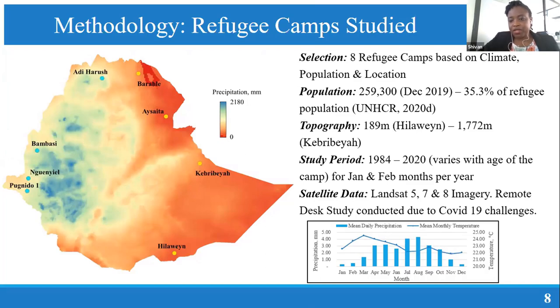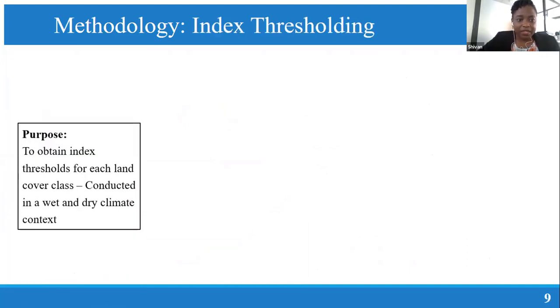And we hope that would be the least interference from precipitation events. The satellite data that was used is Landsat 5, 7, and 8 imagery. And a remote desk study was conducted, so there were no field studies or investigations done due to the limitations presented by the COVID-19 pandemic.